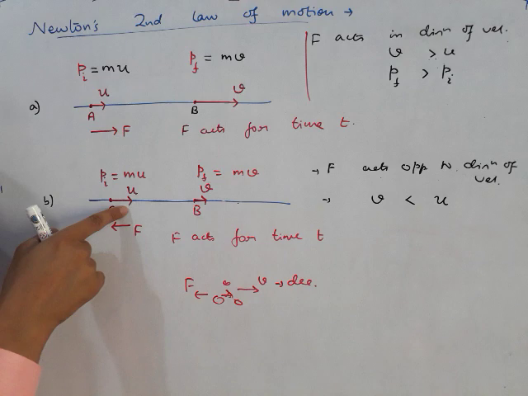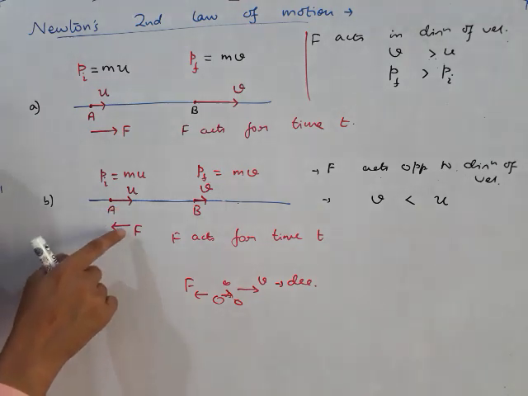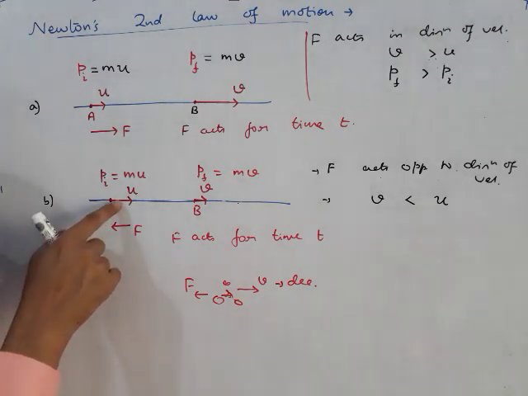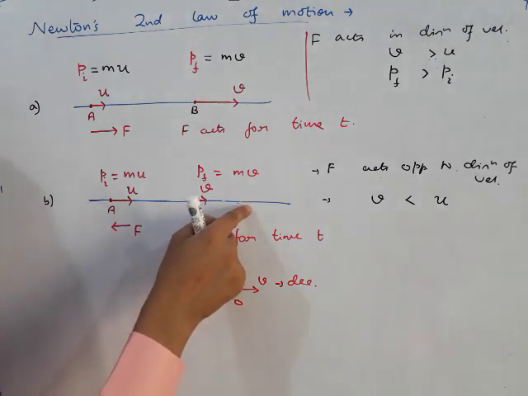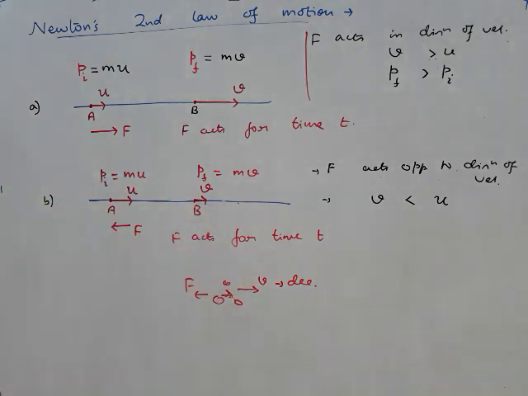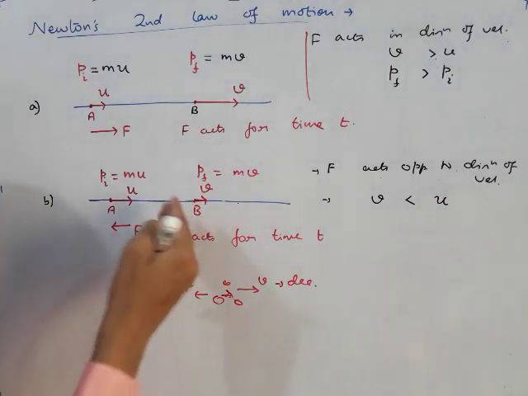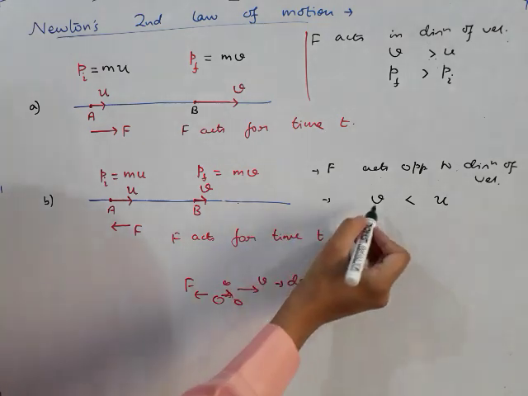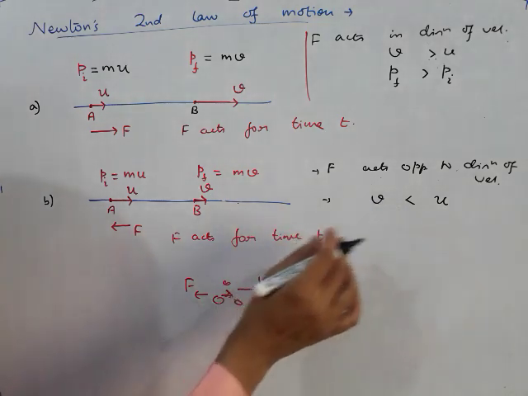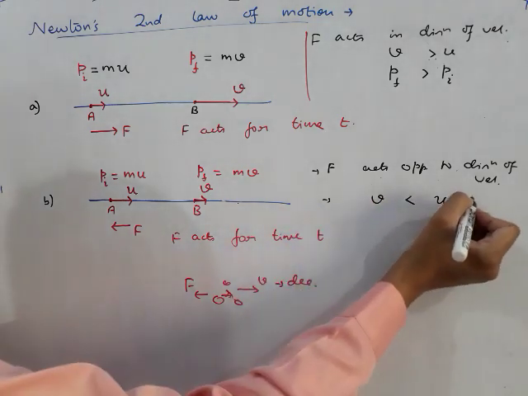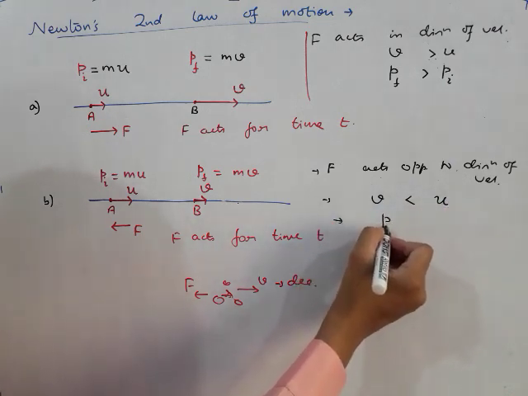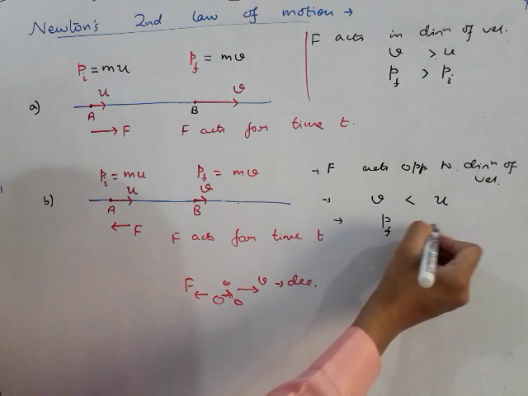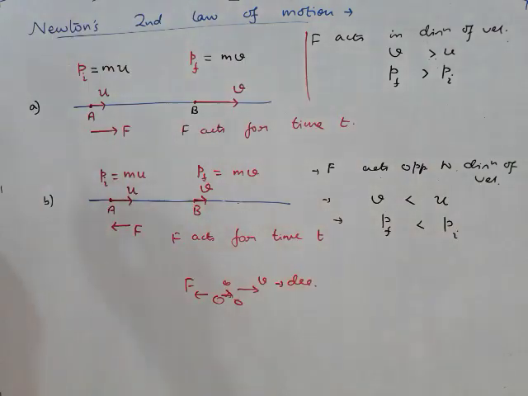Earlier it was having motion towards right. If you apply continuously a force towards left, slowly its speed will decrease till it becomes 0, and after that it will start moving to the left. But I am considering that part of the motion wherein its speed has not yet reduced to 0. So its final speed after small time t will be less than u, and its final momentum will be less than initial momentum.